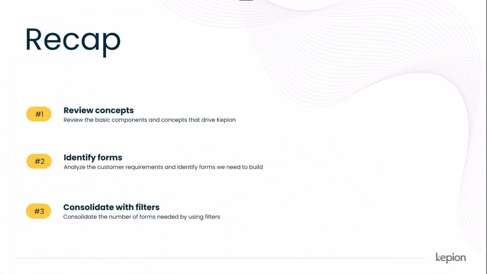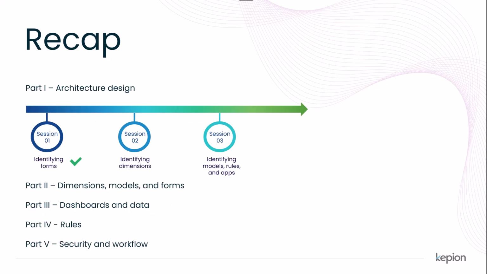In this session, we reviewed the basic concepts that drive Kepion, analyzed the structure of the customer spreadsheets, and used filters to transform and consolidate them into Kepion forms. In our next session, we'll begin step 2 of the architecture design process and determine the dimensions and hierarchies we'll need to build those forms.